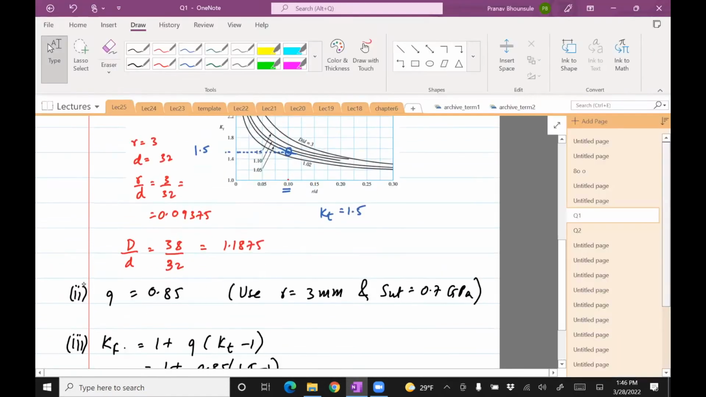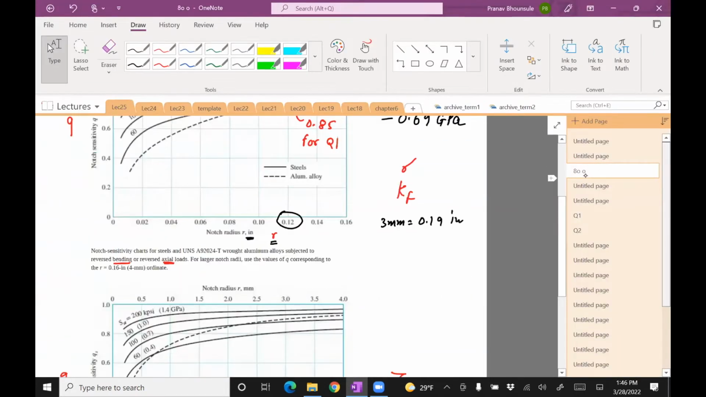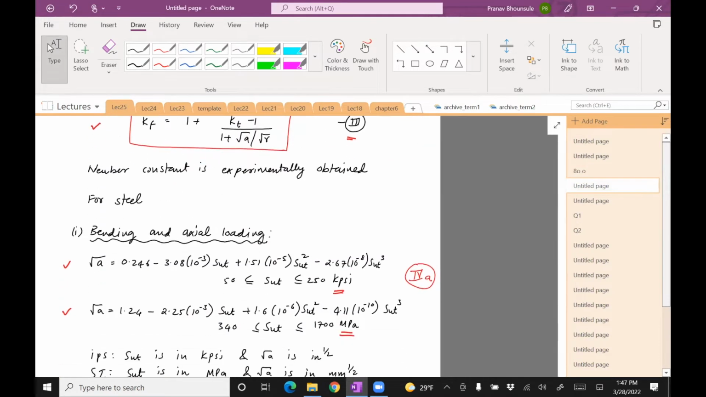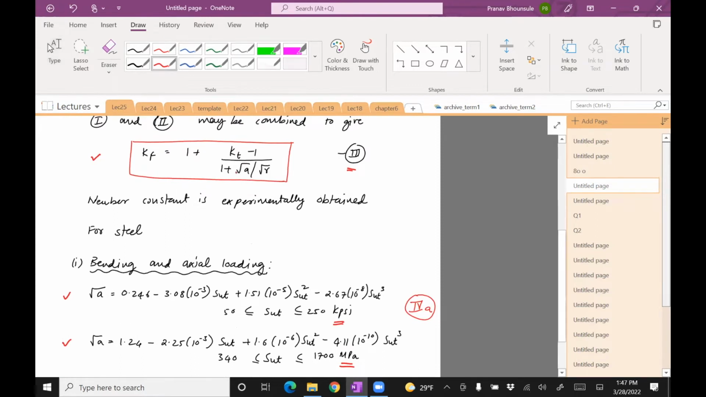So let's see what equations 3 and 4 are. 3 is this, and 4 is here. This is going to give us Kf directly from Kt. So we need Kt, and we need the value for square root of a and r. Okay, so I'm just going to write this formula, and then we'll go from there.